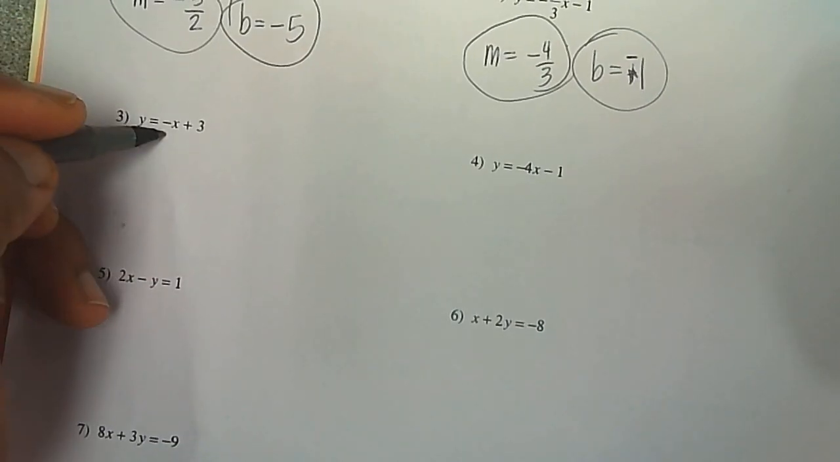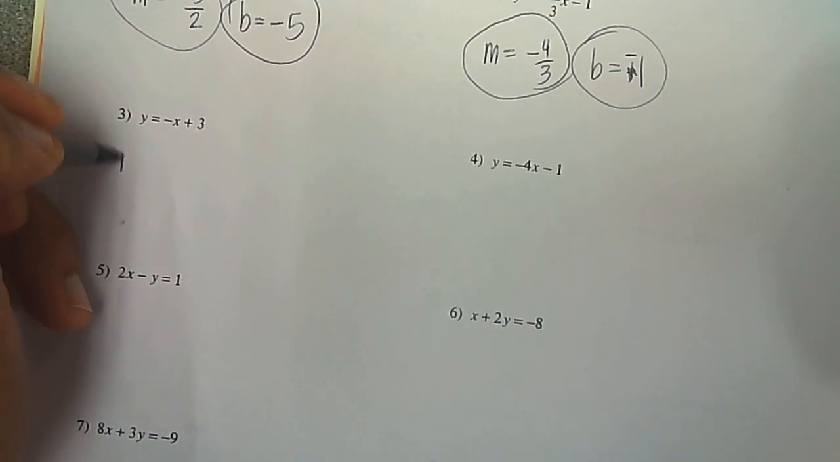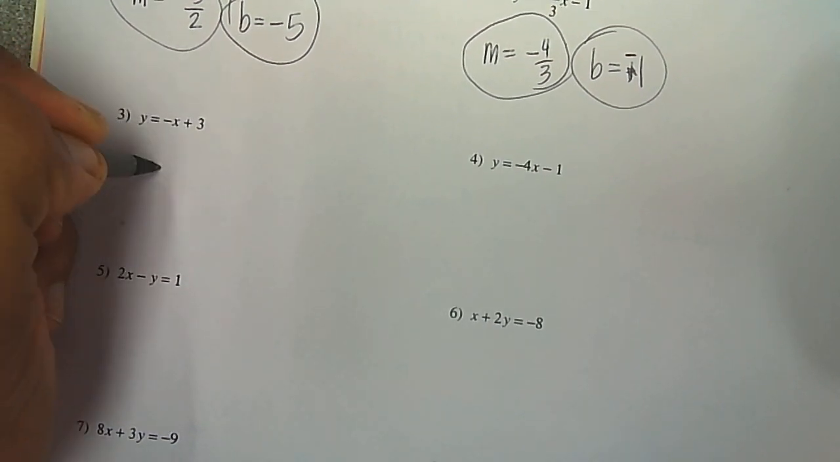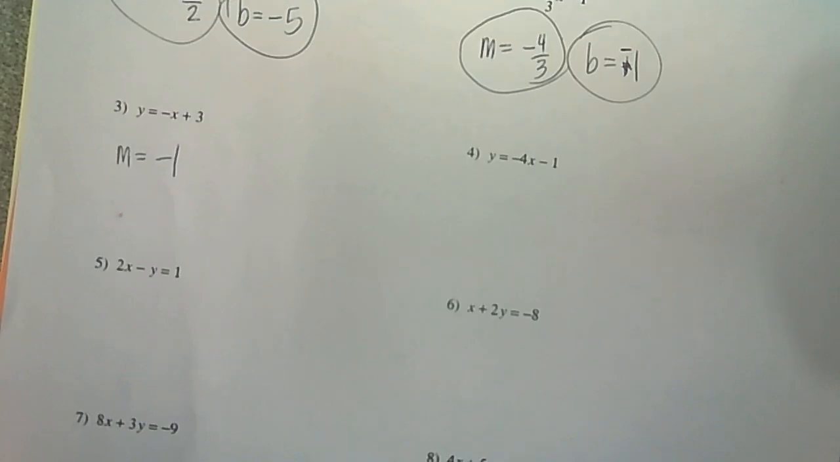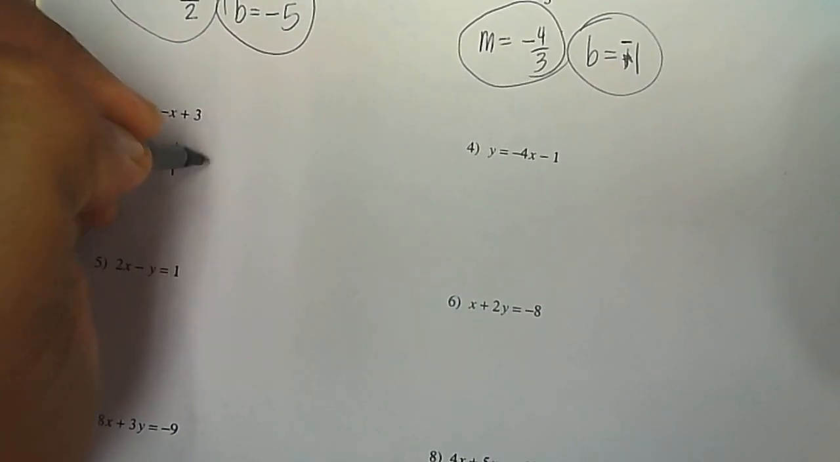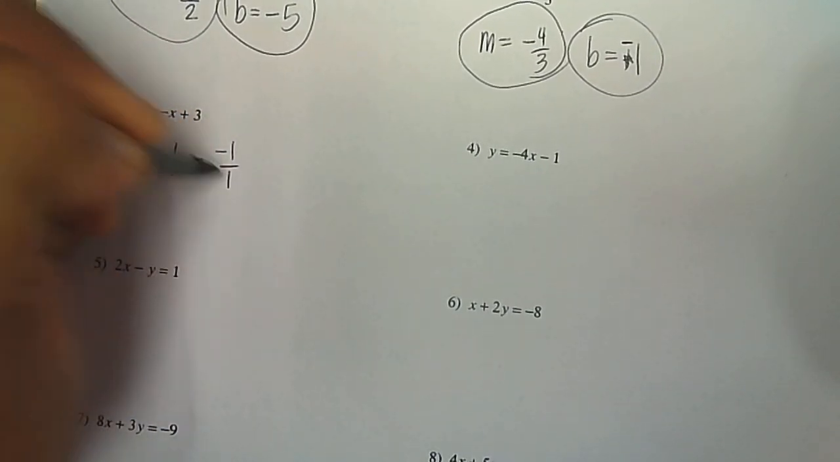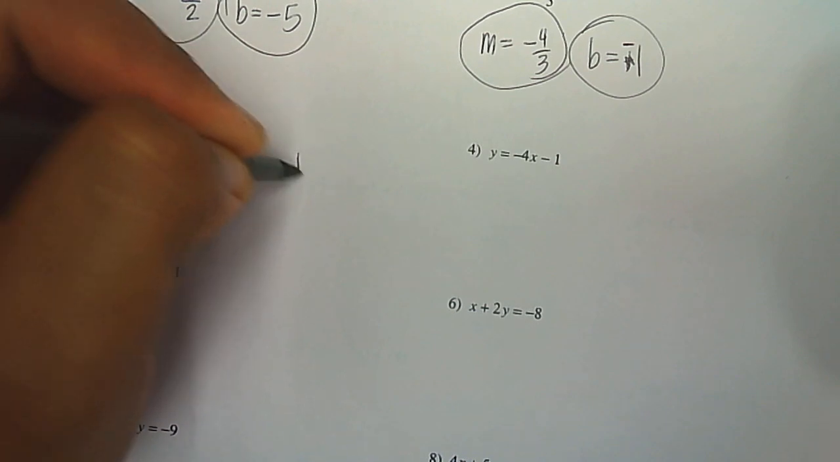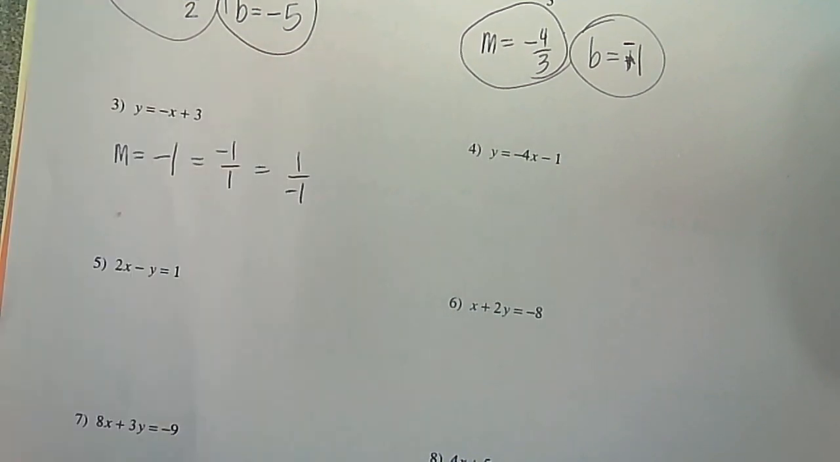That's game. If you don't see it, it's 1. So in this case, your slope is -1. If you need that as a fraction, it's -1/+1, or it's +1/-1. All those are the exact same number.